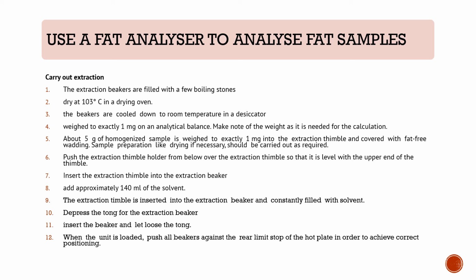And then about 5 gram of homogeneous sample is weighed to exactly 1 milligram into the extraction timber and covered with fat-free wadding. Sample preparation like drying is necessary and should be carried out as required. Then push the extraction timber holder from below over the extraction timber so that it is level with the upper end of the timber. And then insert the extraction timber into the extraction beaker. Add approximately 140 ml of the solvent. The extraction timber is inserted into the extraction beaker and constantly filled with the solvent.